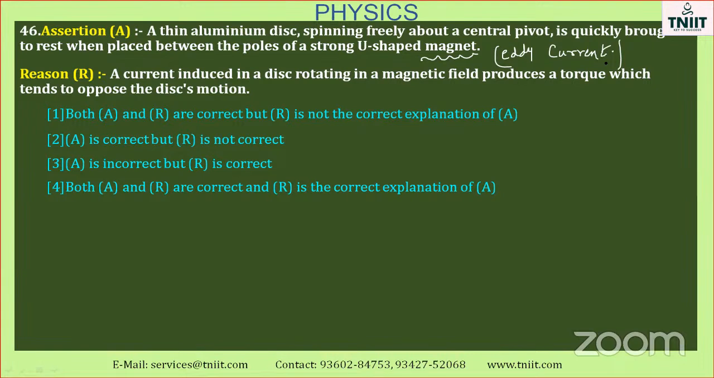So the assertion is true. The current induced in the rotating disc in the magnetic field produces a torque which opposes the disc rotation. You know that eddy current opposes the cause. So the reason is correct and that is the explanation for the assertion. Both assertion and reason are correct, and the reason is the correct explanation for A. So the fourth option is the right answer.